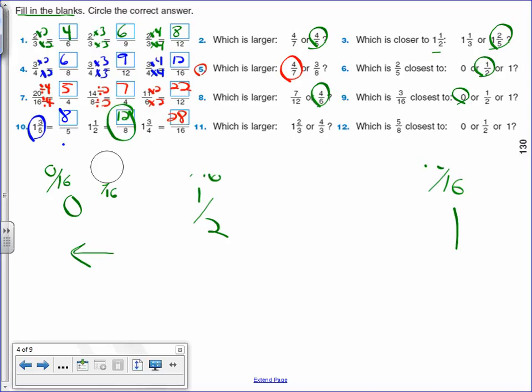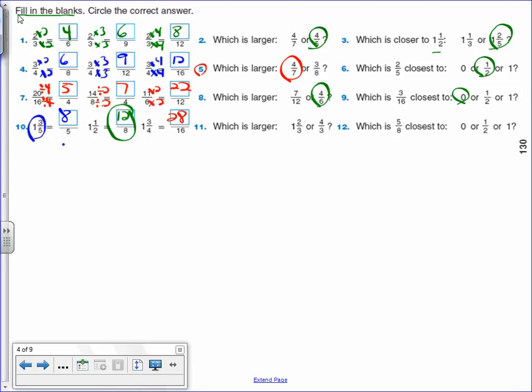2 more problems left, kids. Which is larger? 1 2/3 or 4/3? Let's take a look at this. One's a mixed number, one's an improper fraction. So you have to decide which way you want to go before you start comparing. I'm going to change this improper fraction to a mixed number.